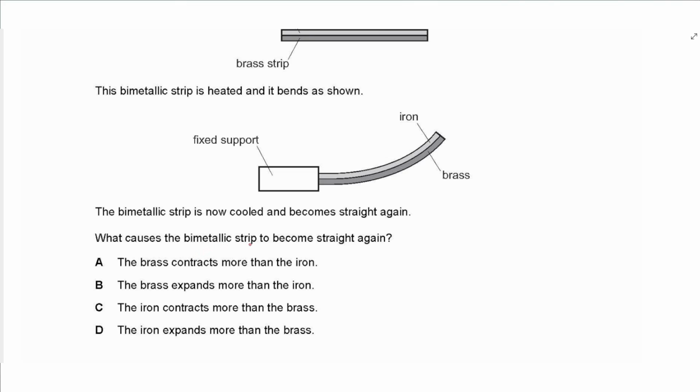What causes the bimetallic strip to become straight again? Brass contracts more than iron. That is correct. Brass expands more than iron. That's correct, but not related to this sentence, which is cooling. That would be contracting, not expanding. The iron contracts more than the brass. Expands more than the brass. No, because the diagram shows that it expands less, so it also contracts less. So the answer here is A.